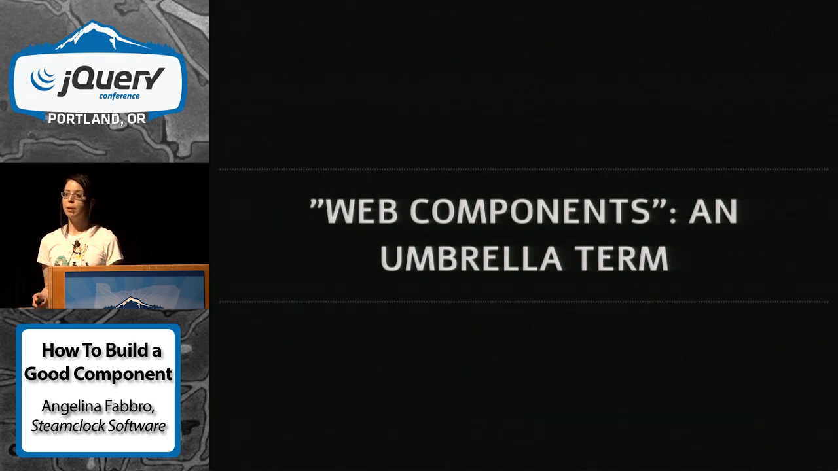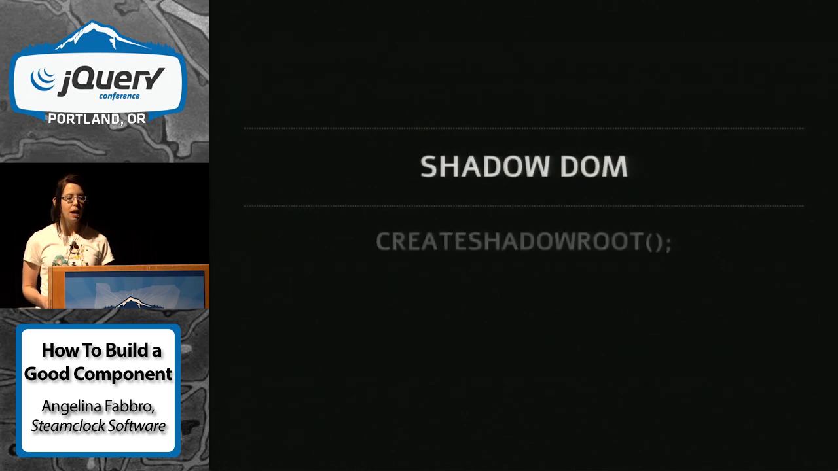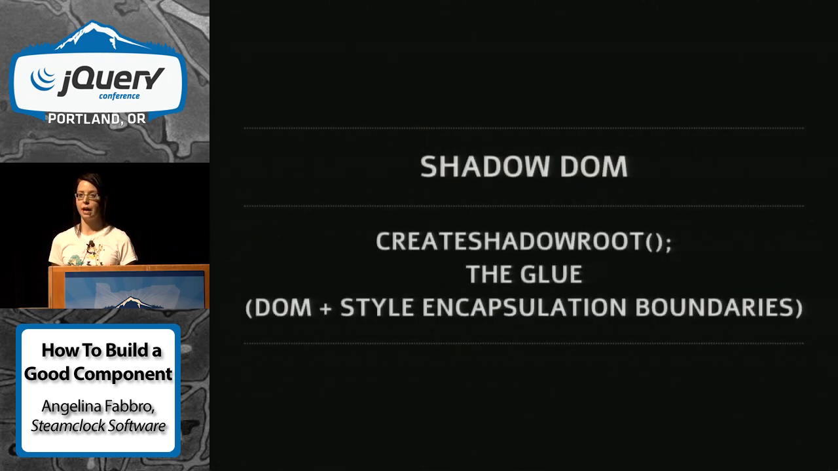It's an umbrella term. Web components refers to a set of about 4 technologies that you can use to create better components, because these technologies provide encapsulation in the front end, which is something we've really been needing a good solution to for a while. So the 4 technologies, the first one is actually called Shadow DOM.